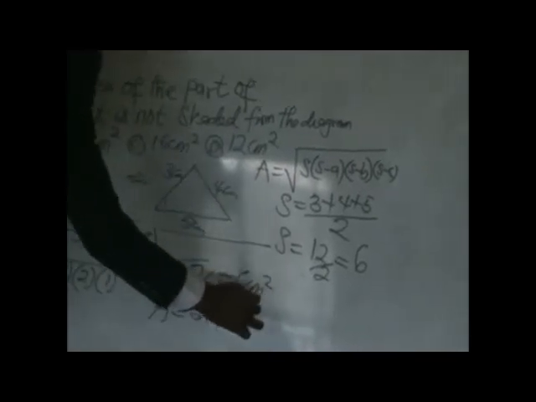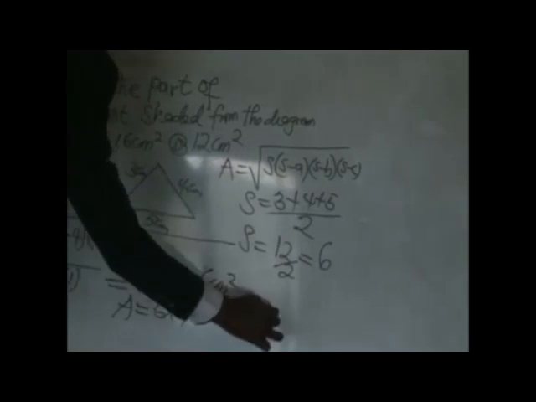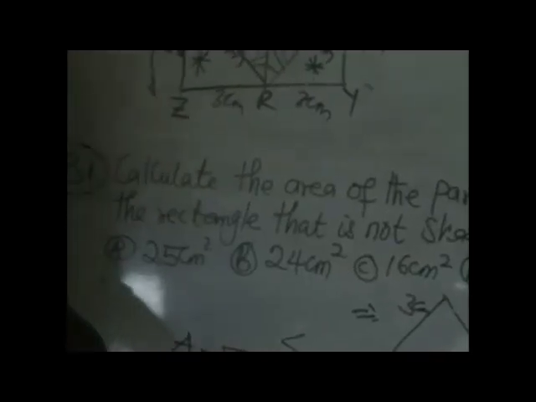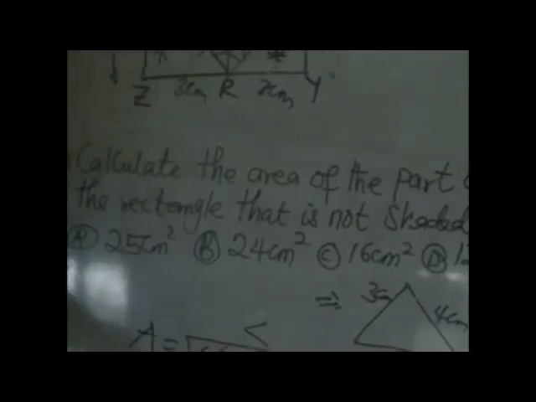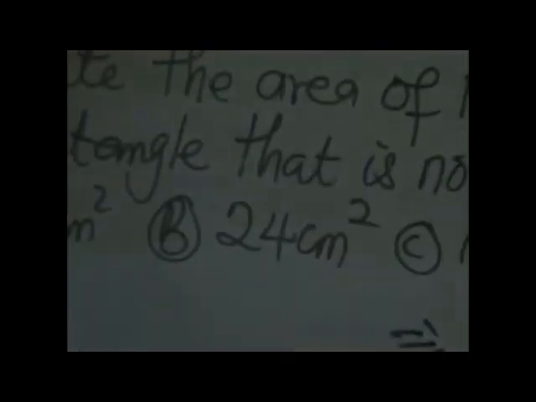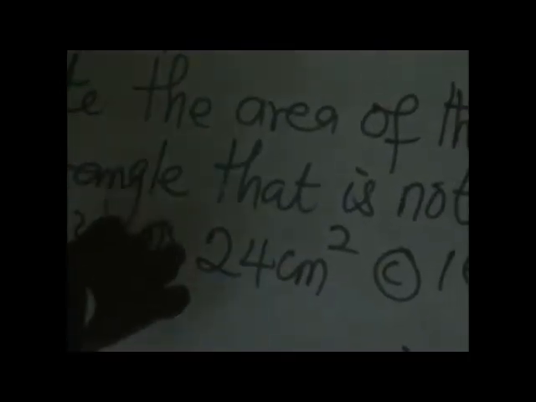Since you have gotten one part, you are going to multiply 6 by 4. So the total area of the unshaded part becomes 6 times 4. So the final answer becomes 24 square centimeters. So the answer for the area of the part of the rectangle that is not shaded from this diagram becomes 24 square centimeters. And the correct option to this question is option B.